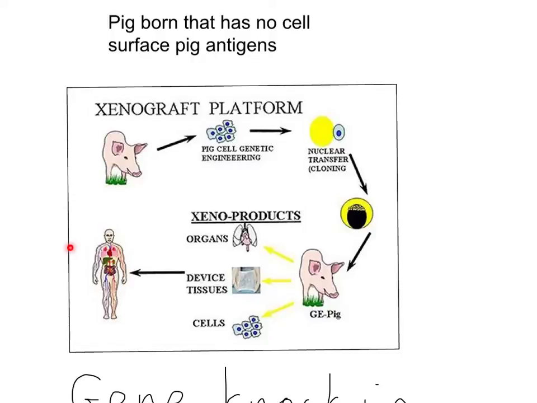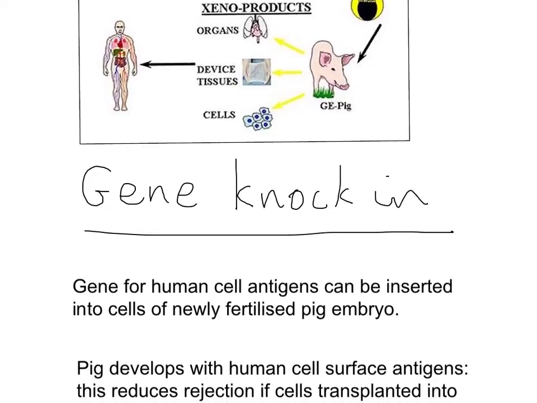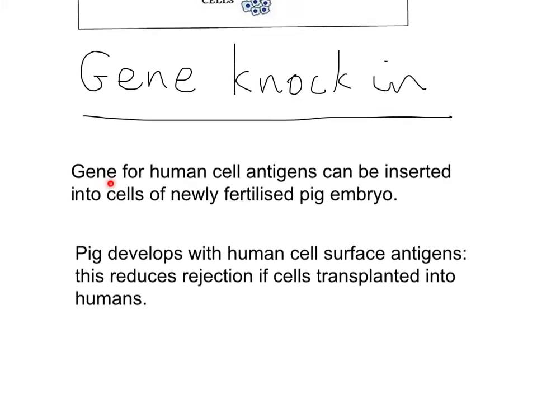Okay, as well as knocking out pig genes, what genetic engineers have also done is they've knocked in, it's called gene knock-in, human genes. So in this case they would take a gene for human cell antigens. Human cells produce characteristic antigens, and there's a gene responsible for that. They isolate that gene and insert that gene into cells of a newly fertilized pig embryo.